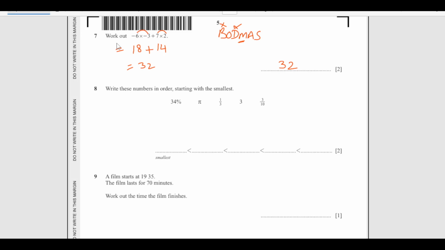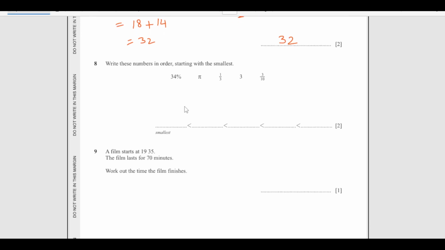Now number 8, write these numbers in order starting with the smallest. So we can convert them into one form. The best one is to convert them into decimals, like 34% is 0.34, and pi is 3.147, 1 over 3 is 0.33. These are the basic calculations that you should know. 3 remains as it is, 3.0 we can say, and this is 0.3. So now we have all of these numbers in decimals.